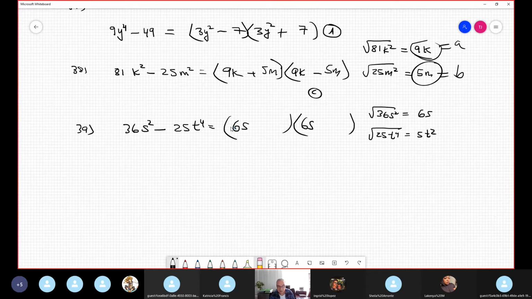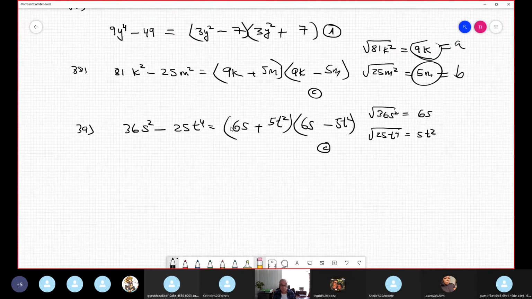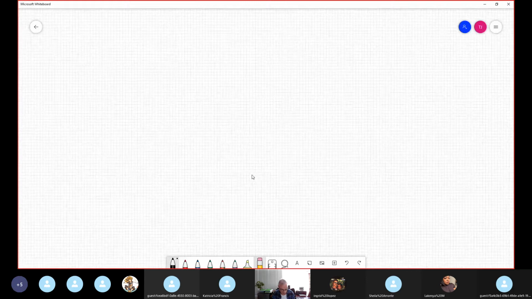6x, 5t squared, plus or minus. Let me see, option C again. Wow, easy, eh? Okay. No question, no problem. Let's move on to the cubic.